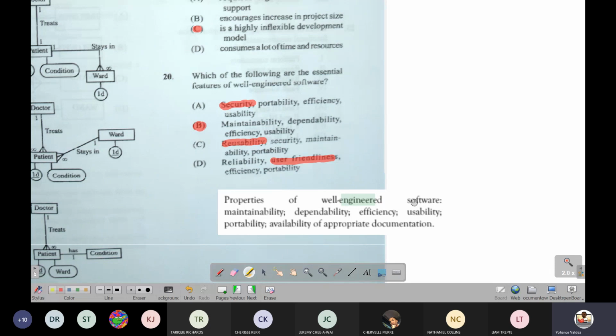Okay? Answer D is kind of a false friend, because you might say usability and user friendliness is very similar, but it's not what they are asking for.